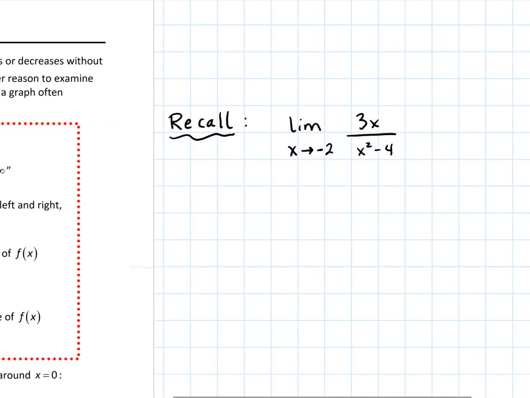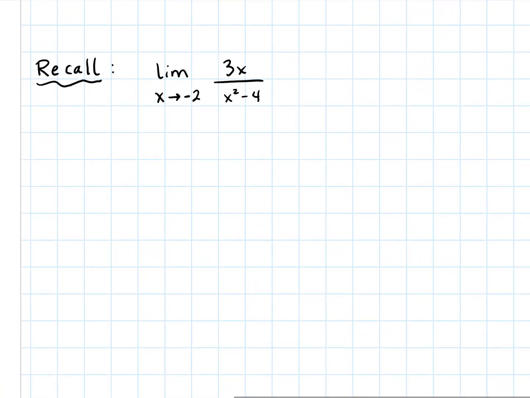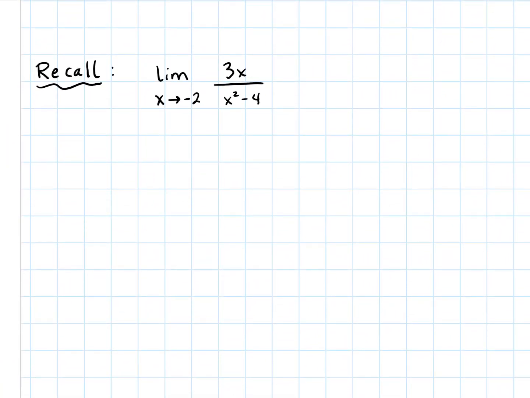So let's do a quick recall on how we compute this. This is coming out of a previous section, but I've layered it into this section to recall and practice these types of limits as well. So what if we wanted to do this limit? We wanted to find the limit of the function 3x over x squared minus 4 as x approaches -2. Now, if I try just my direct substitution, this is our process so far, we would get -6 over 0.